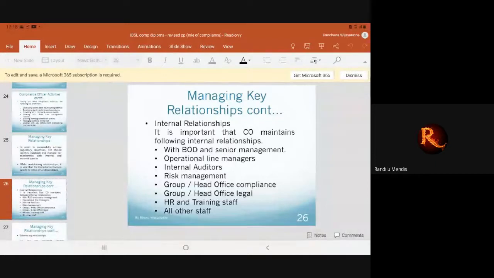And where your bank is a subsidiary, you have to maintain your relationship with the group compliance, right? You have to maintain a relationship with your legal. You have to definitely have your relationship with the HR and training, very important. And basically, you have to keep your relationship with all other staff of the organization. Because finally, compliance is the responsibility of whom?